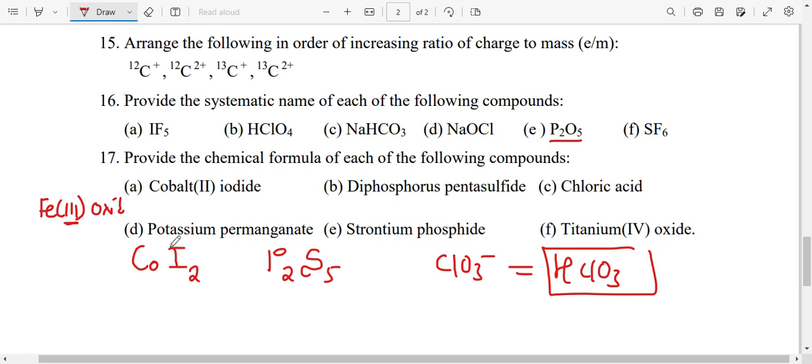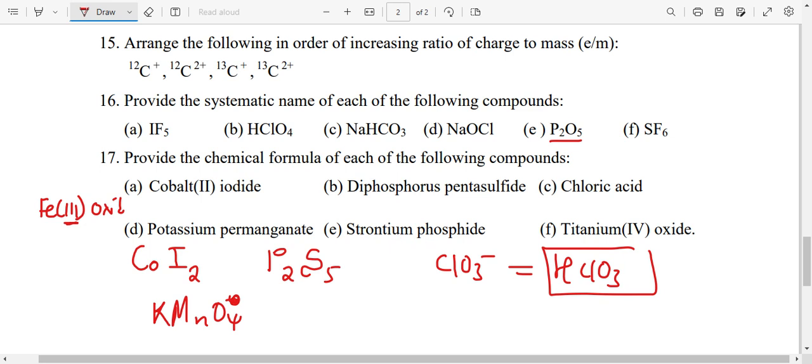And then D, we have got potassium permanganate. The permanganate ion is manganese bonded with 4 oxygens like that. This is the permanganate ion. Now we're talking about it reacted with potassium, so just put a K in front, and remove the charge. This is potassium permanganate.